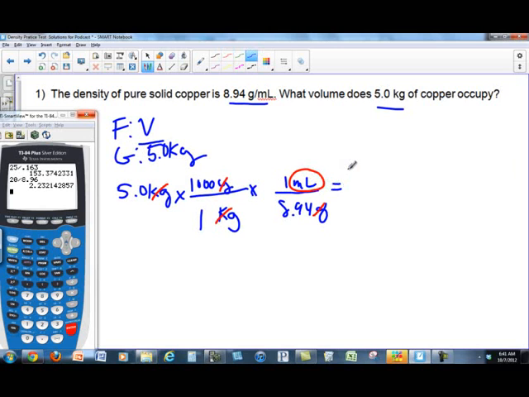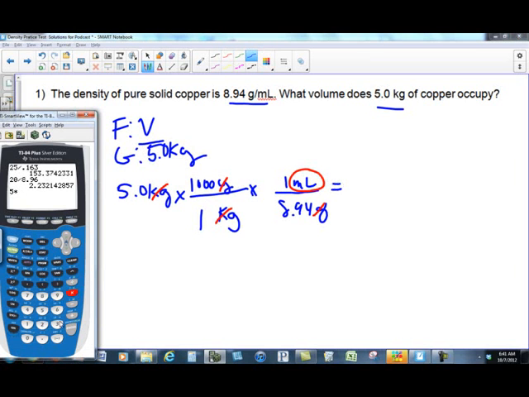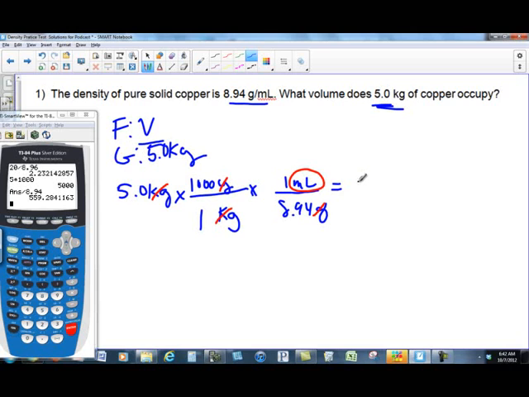And now it's a matter of punching these in, and when I do that, I get 5 times 1,000. I always like to say equals first, and then divide by 8.94, and I get 559. So I only have 2 sig figs here, so I want 2 sig figs in my answer. So my answer is going to be 560 milliliters.